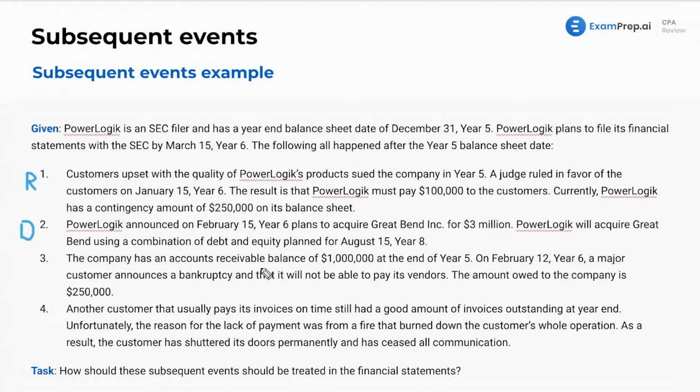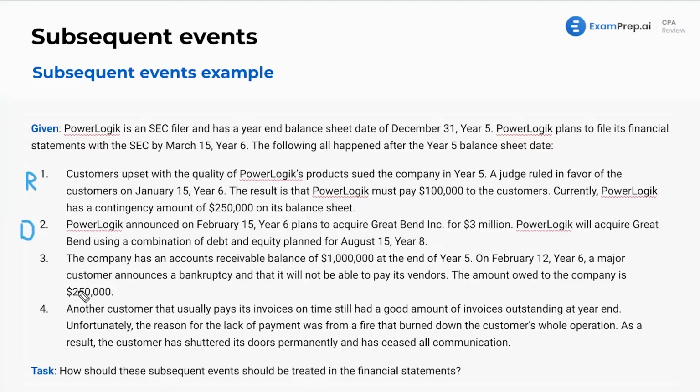The company has an AR balance of $1 million at the end of year 5. On February 12th, year 6, a major customer announces a bankruptcy and that it will not be able to pay its vendors. The amount owed to the company is $250,000. Now, regardless of the amount, should we accrue for this? Does it affect year 5? Well, yeah. We had a balance of $1 million at the end of year 5, and the customer announced the bankruptcy. So we should write off this $250,000 out of the $1 million.